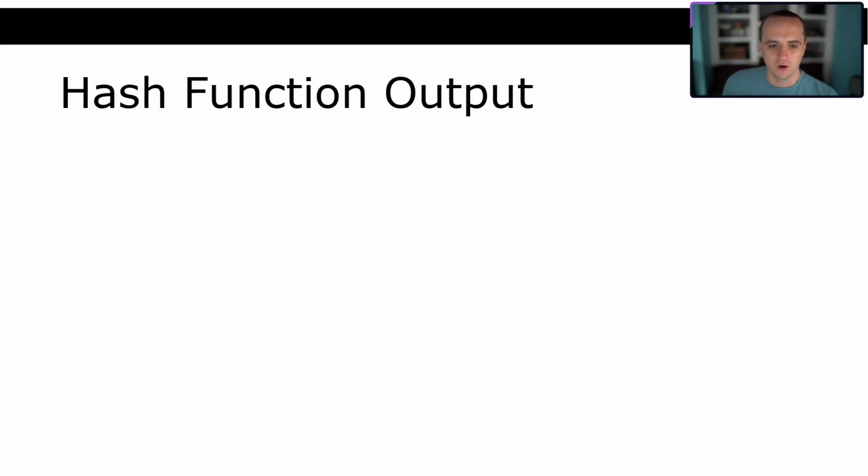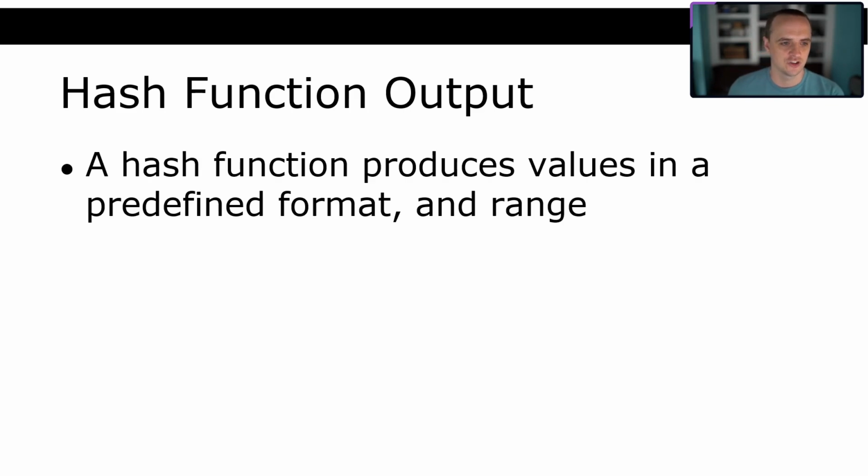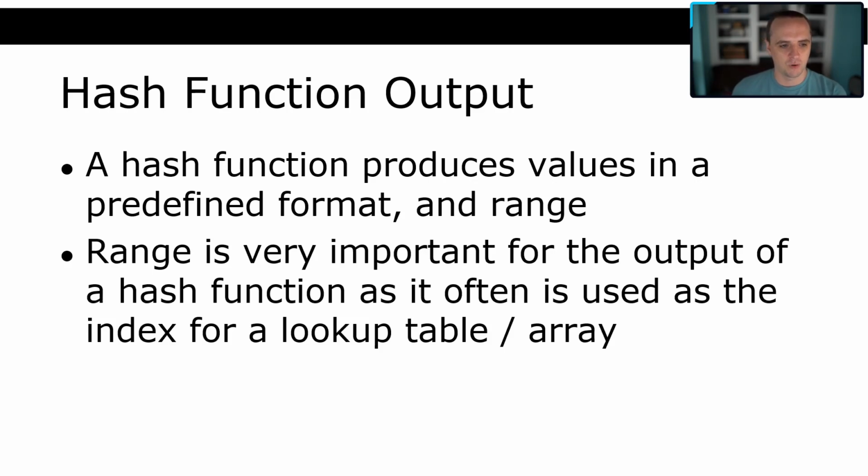And almost more important than the hash function input is the hash function output. A hash function is typically going to produce values in a predefined format and a predefined range. And this is really important because the output integer is often going to be used as an index for an array or a lookup table, right? If we have an array of a specific size, then we don't want output values that are bigger than the table, because then our program crashes with index out of bounds, and all that kind of stuff, right?